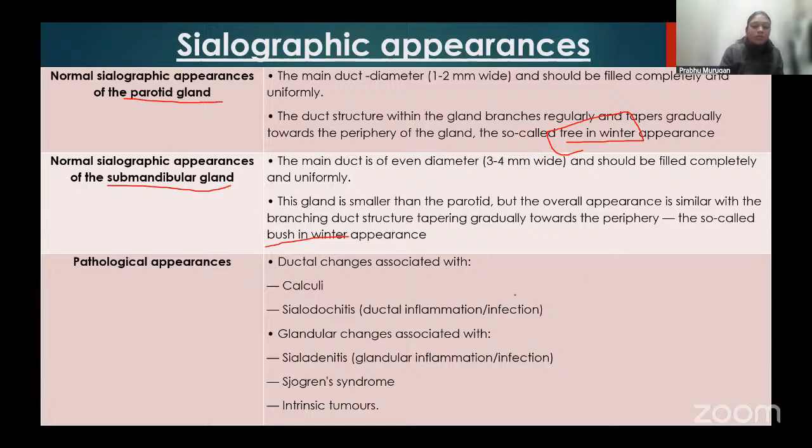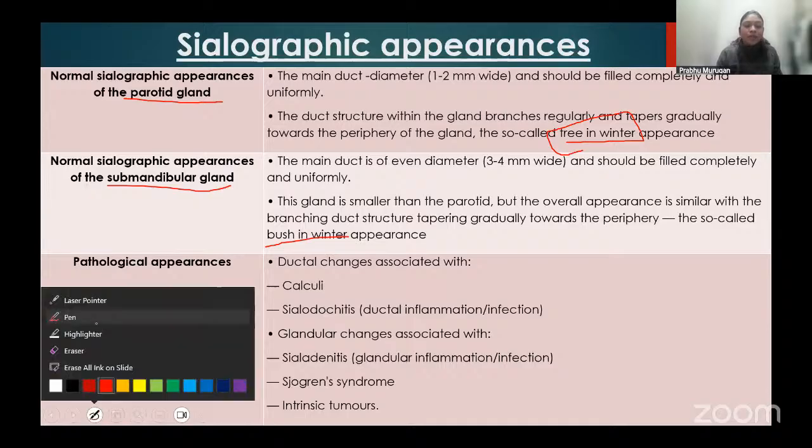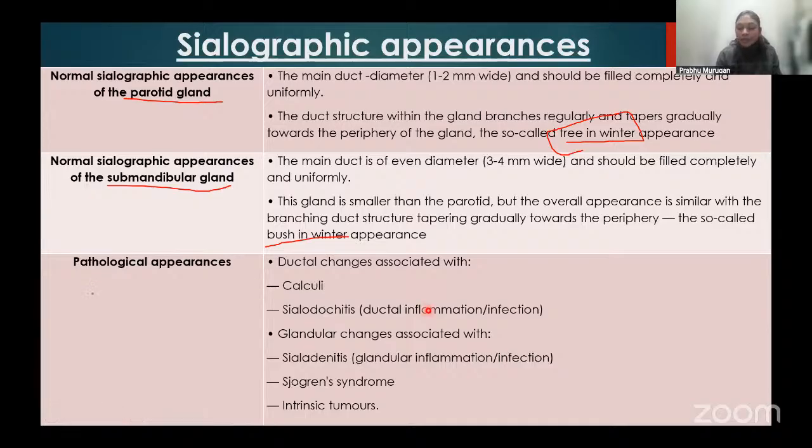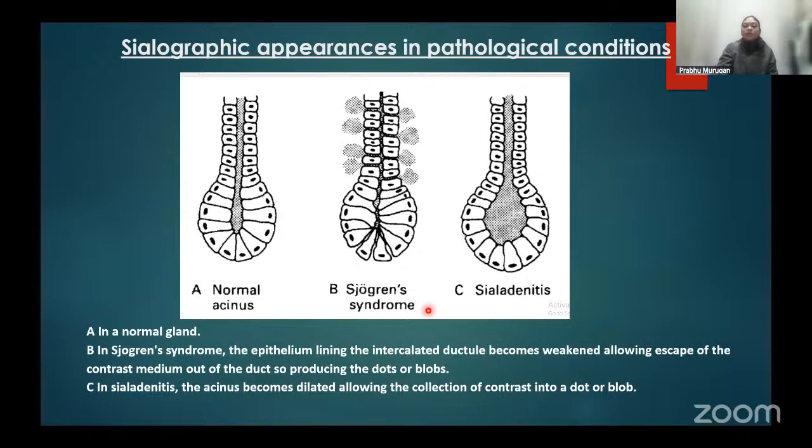Okay, so this will tend to change in case of pathologies. So I will tell you in the forthcoming slides. So in case of your Sjogren's syndrome and all, now what will happen? The entire duct will get weakened because of escape of the contrast medium out of the duct. So it results in a dot or a blob like structure appearing outside the duct.